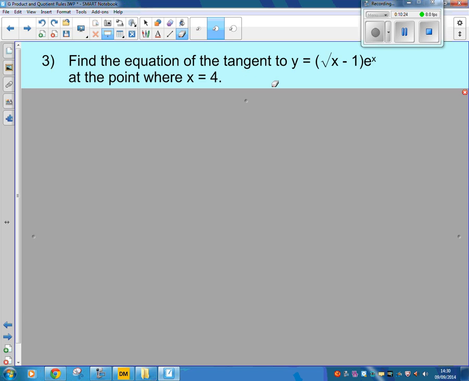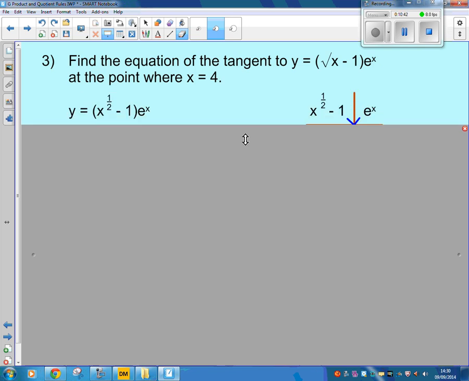Finally, find the equation of a tangent to y equals root x minus 1 times e to the x at a point where x is 4. Well, let's have a look at it. Firstly, let's change that root x into x to the half, and also realize that again it's a product, so you're going to use your product rule.